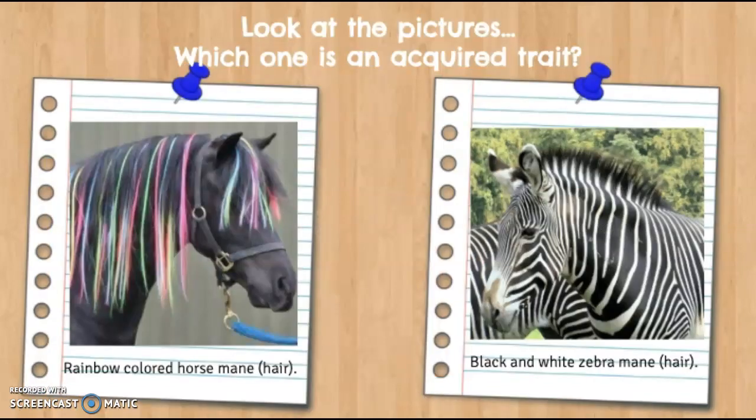Now I see 2 different animals in the horse family. We have a horse over here with rainbow-colored mane. That's its hair. Then I have a zebra over here with a black and white mane, or its hair. So if I'm looking at the mane here, and I'm looking at the mane here, I'm wondering, which one is an acquired trait? Take a second to think about it. Which one did the animal not get from its parents? Is it the rainbow-colored mane, or is it the black and white mane? Which one does not make sense?